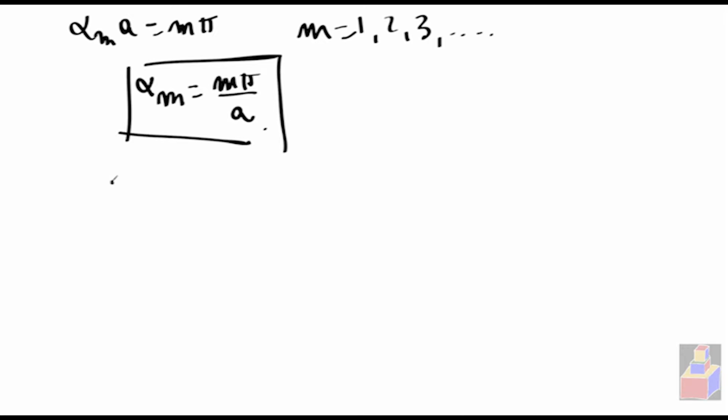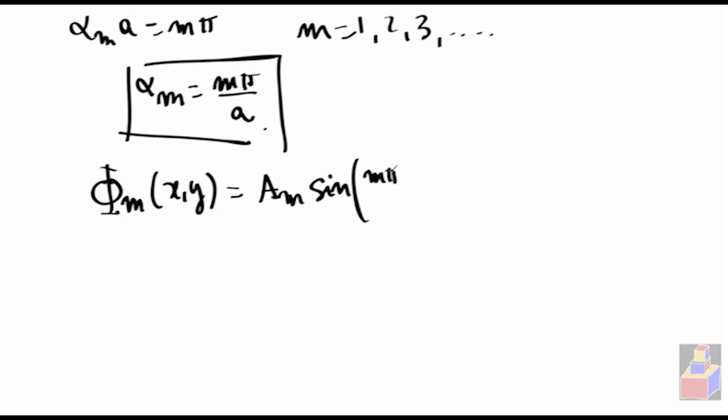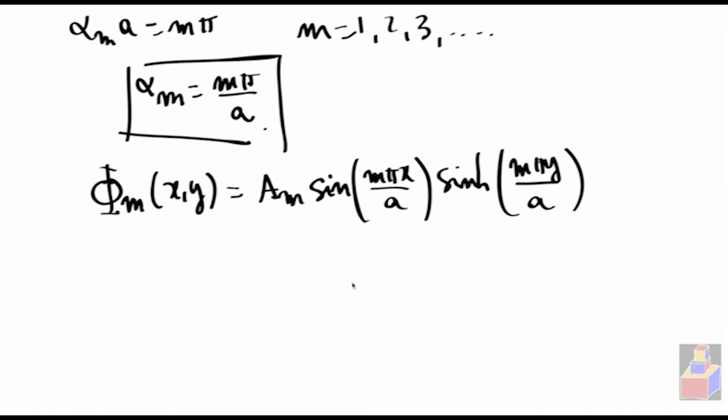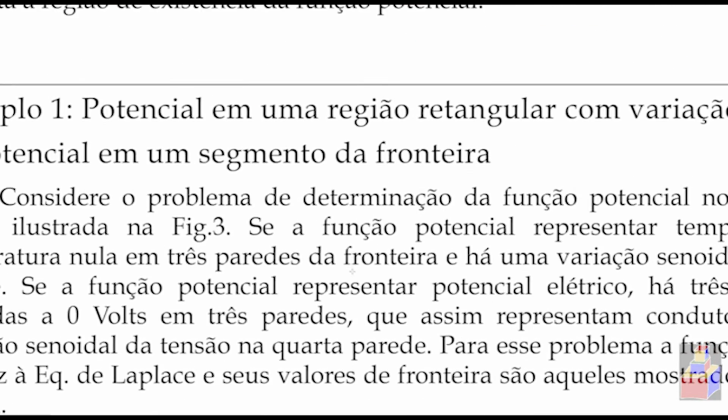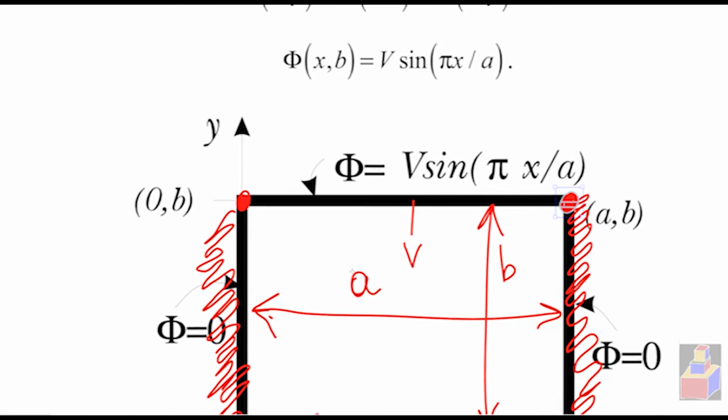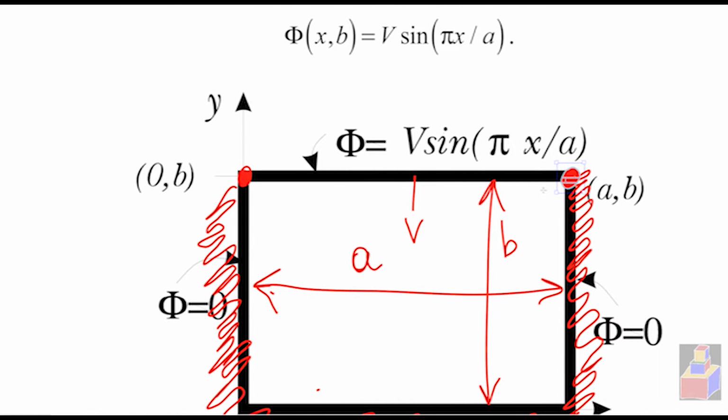Let's call it phi. Let's index the function by the discrete variable m. We have an infinite set of possibilities, which is something like this: sine of m pi x over a, hyperbolic sine of m pi y over a. Now we want to satisfy the last boundary condition, which is to impose that the solution fits into this last one here. Okay.